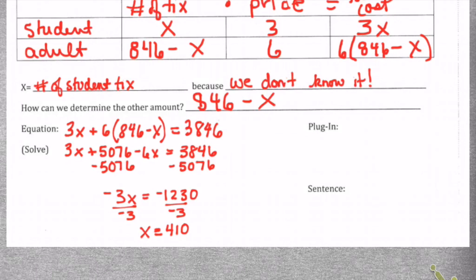Hopefully when you solved, you got 410. And so we're looking at the student tickets being 410. And that's what we're looking for. We're just looking for the 410. You could plug in and find the adult tickets, but we weren't really looking for that. And so there were 410 student tickets sold.